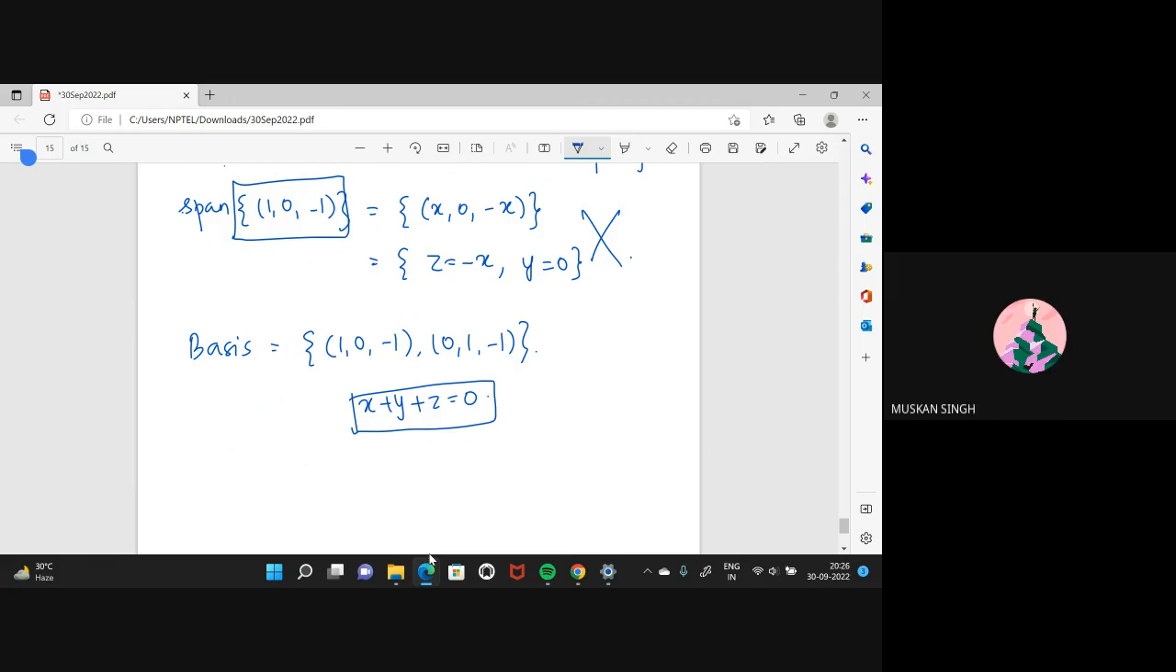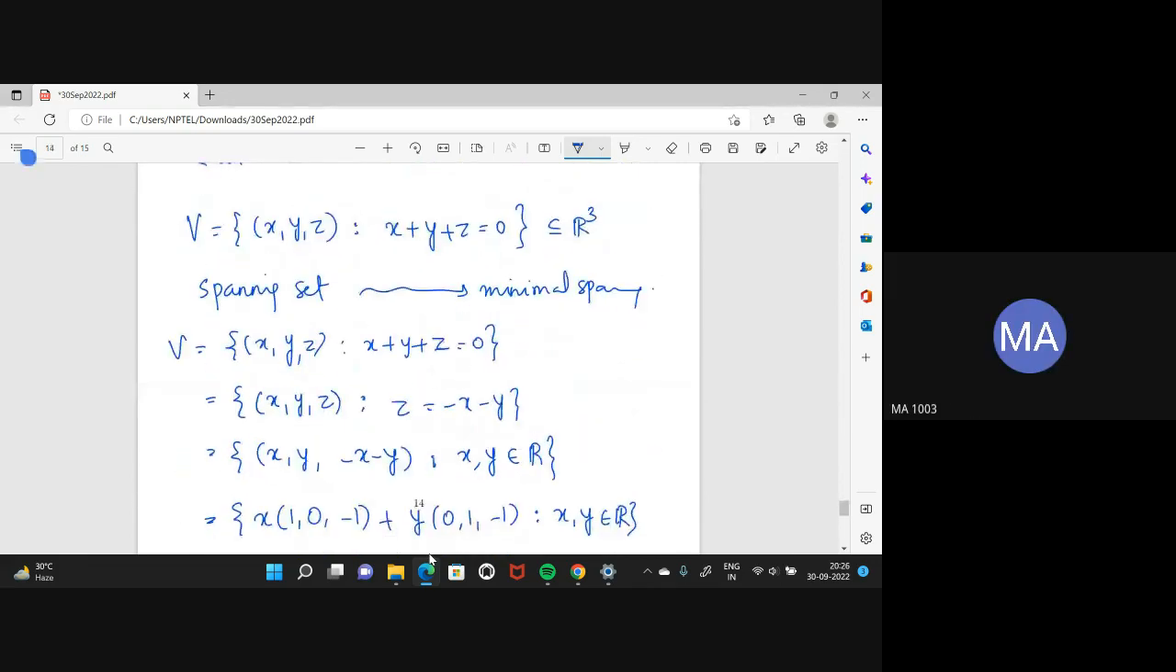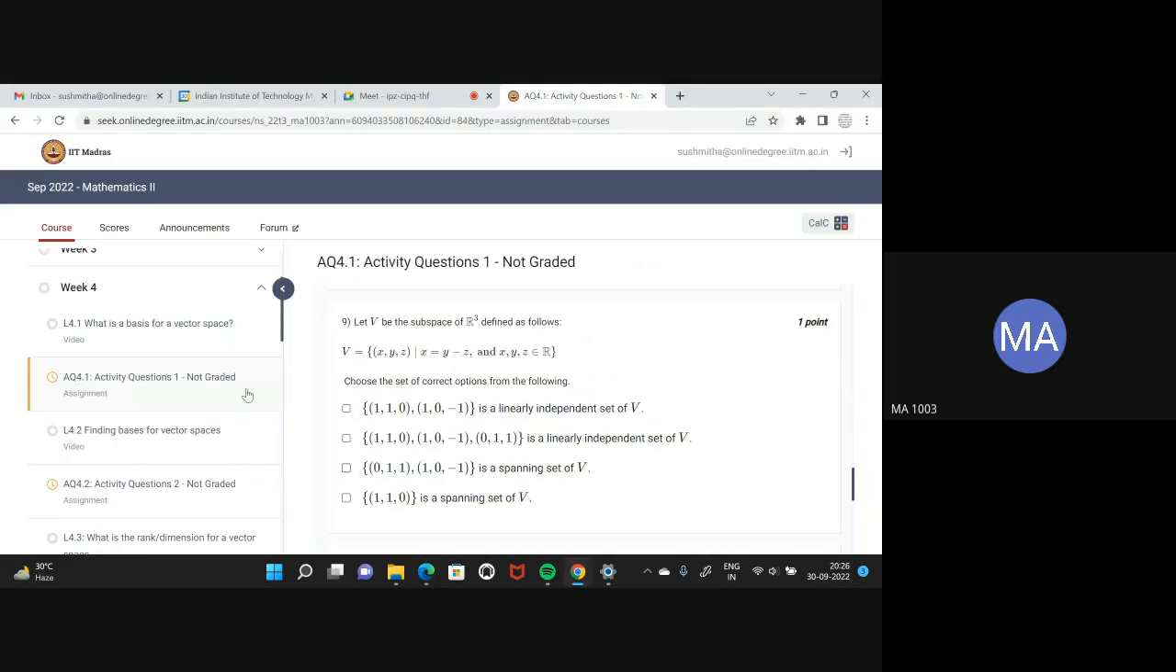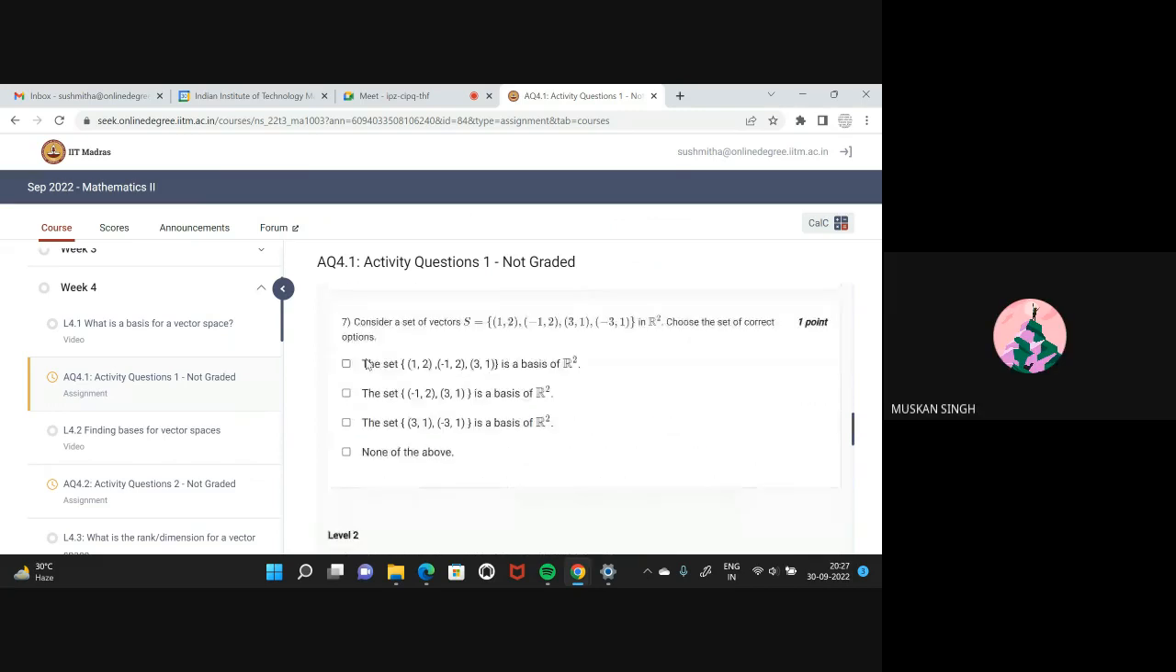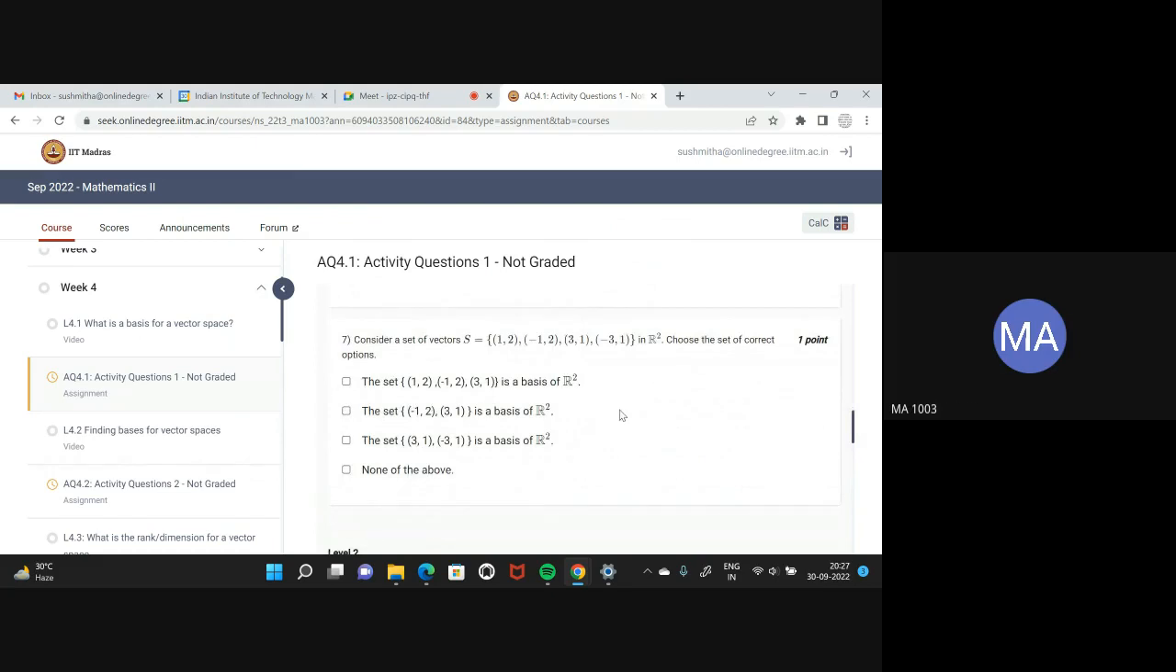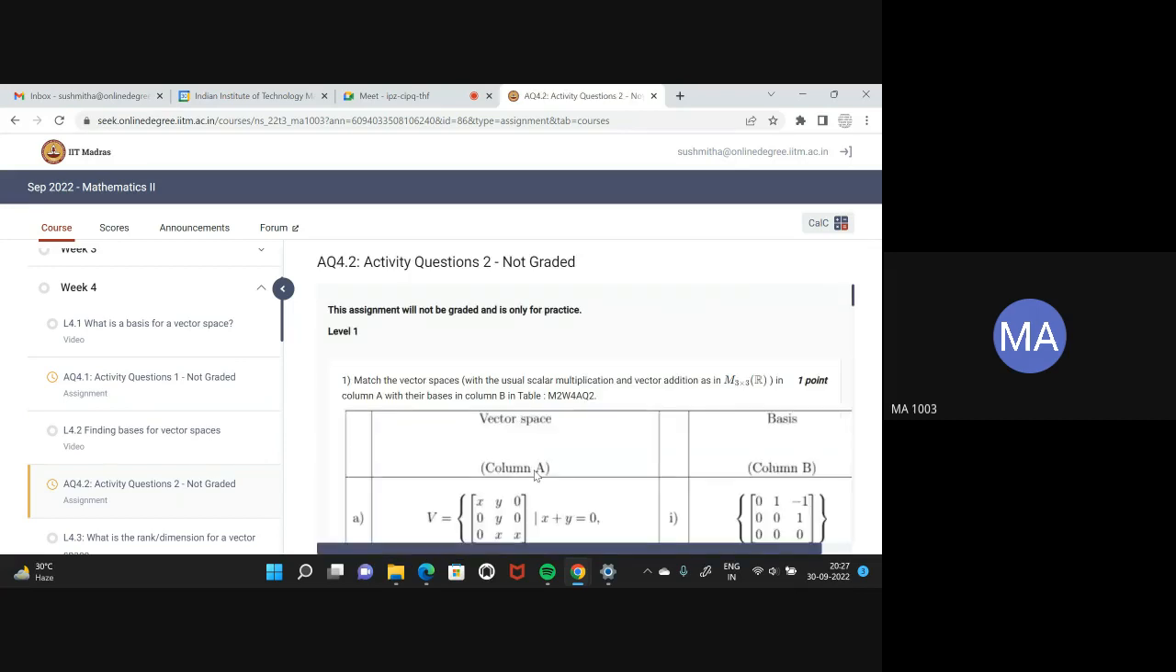Ma'am, can I ask a doubt in activity 4.2? Sure. What is the dimension of this vector space? 2. So what is this vector space? A plane. Right. So what was the doubt in the activity? Which question number? Question number 7, ma'am. 4.2, not 4.1. Oh, 4.2, question number 7.